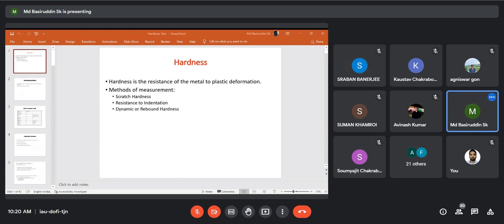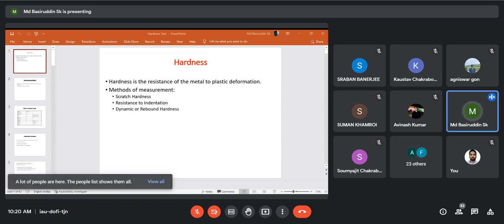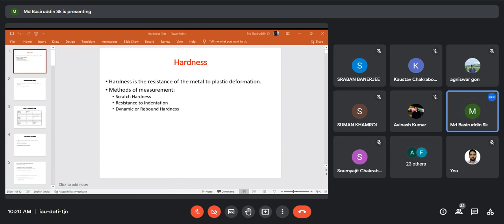Okay, so it is a poorly defined term, hardness. It has many meanings depending upon the experience of the person involved. In general, hardness usually implies resistance to deformation, whether plastic or elastic deformation. And from a material perspective, the term comes to mean resistance to plastic deformation.